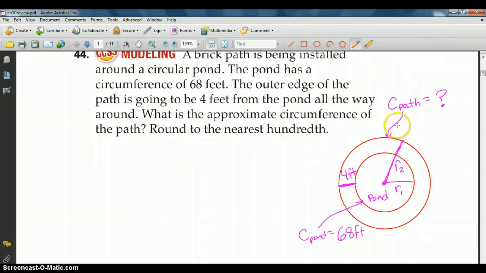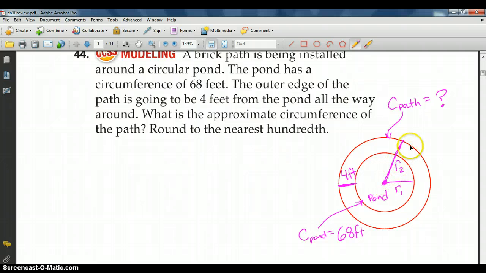Well, what do we know? We know that we have our pond here and the path going around it. The path is 4 feet from the pond all the way around. So 4 feet, 4 feet, 4 feet, all the way around. We know that the circumference of the pond is 68 feet, so we have this circumference. We want to find this circumference, the circumference of the path. So I went ahead and called my pond radius, radius 1, and my path radius, radius 2.